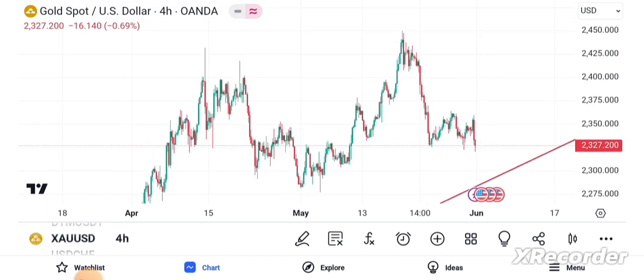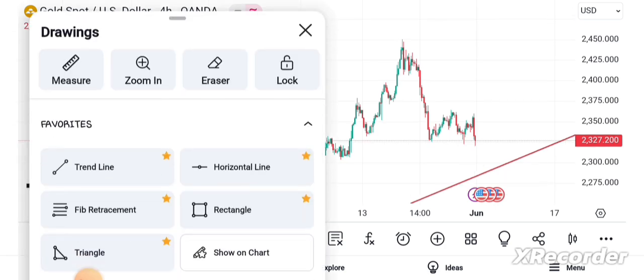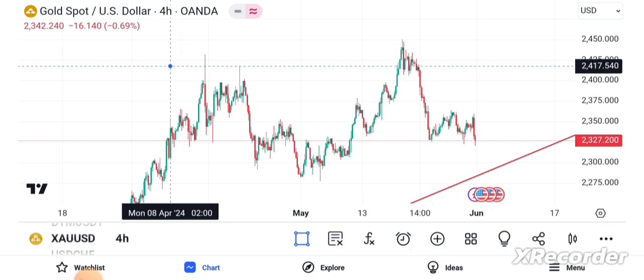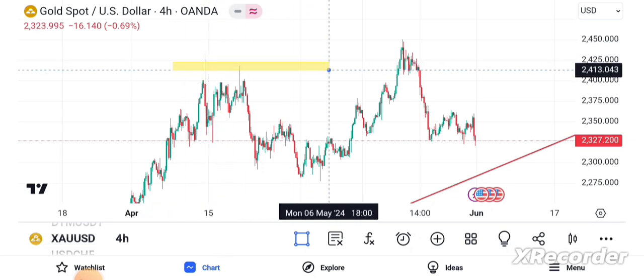And secondly, what we need to do is identify the area of interest. Where has the market been reacting to, or where can we see more buyers and sellers before entering the market? So we plot our zones, which brings us to where we now have to plot our zones. We plot our zone.